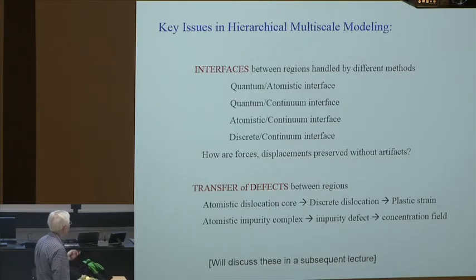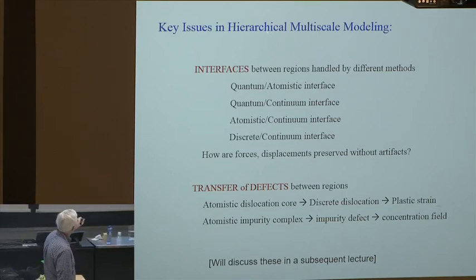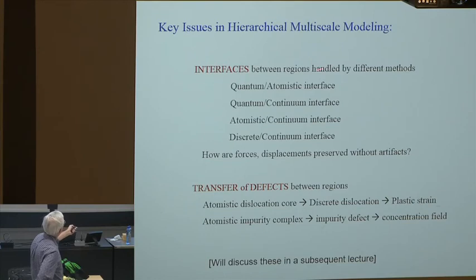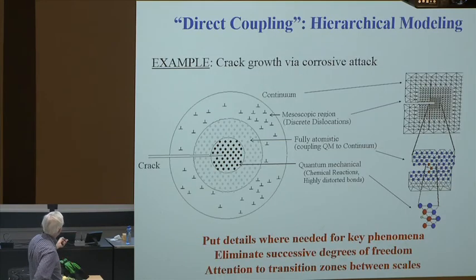I'll just say that with respect to multi-scale modeling and hierarchical modeling, or concurrent, if you try to directly couple everything, the key problem is that you have interfaces between regions that are handled by different methods. So if you think about a crack, if I want to do quantum mechanics here, I can do that for a few atoms. Then I have to do, say, something with atomistics, but I can only do that over a certain scale. Then I have to do something with discrete dislocations, but I can't do that out to infinity, so eventually I have to go to a continuum method. So if I'm trying to couple all these methods together, we know quantum mechanics, we know molecular dynamics, we know dislocation dynamics, and we know continuum.